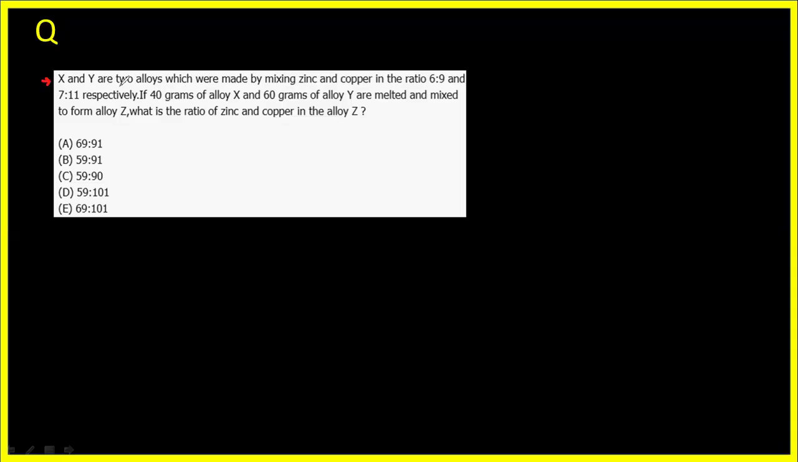It says that X and Y are two alloys which were made by mixing zinc and copper in the ratio 6:9 and 7:11, respectively. If 40 grams of alloy X and 60 grams of alloy Y are melted and mixed to form alloy Z, what is the ratio of zinc and copper in alloy Z?